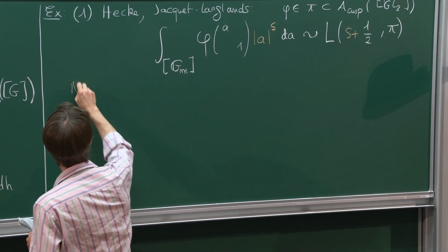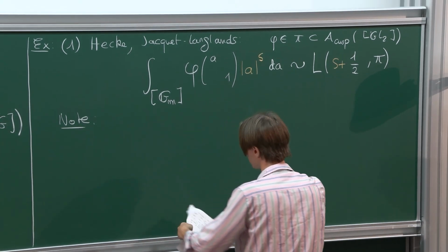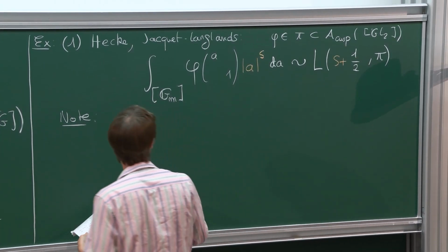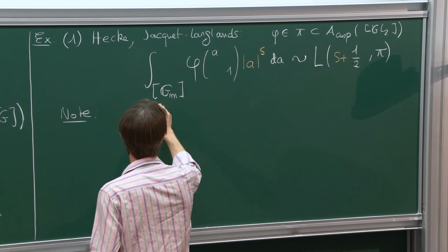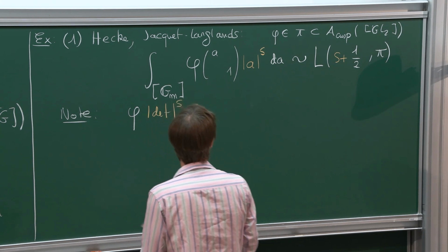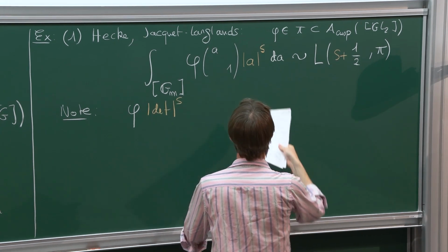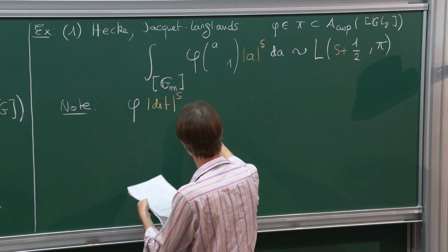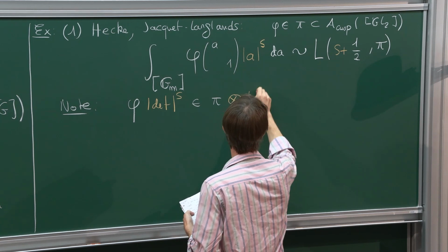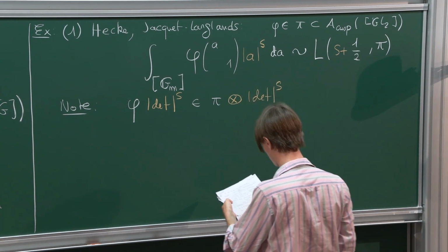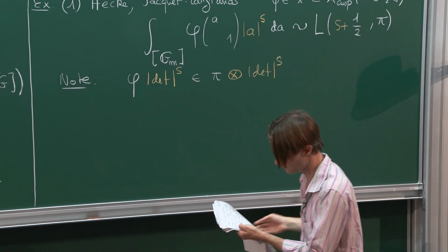One remark here is that this s is not really important because, from a certain point of view, we can always replace phi by its product with the determinant to the power s. Then this integral is really just the same as the integral without the power s, but for this form, which is belonging to pi twisted by this power of the determinant. So we can kind of forget the parameter s here.